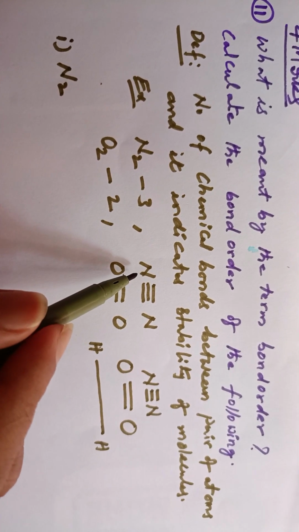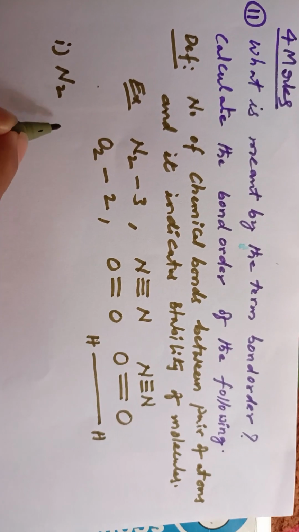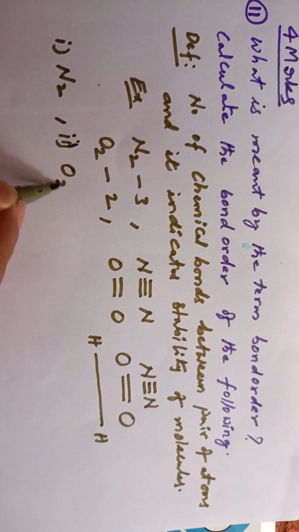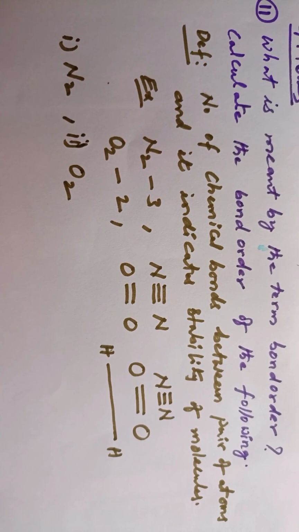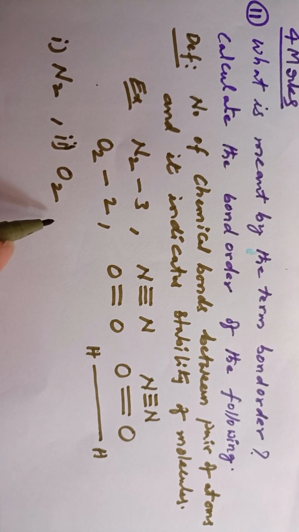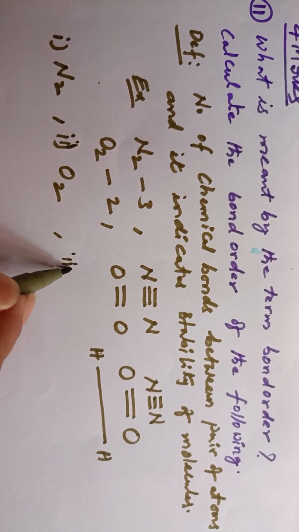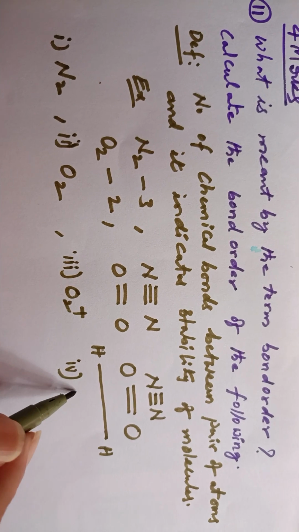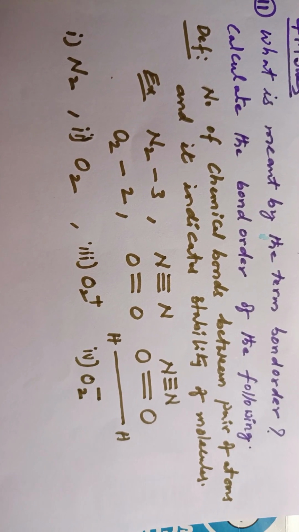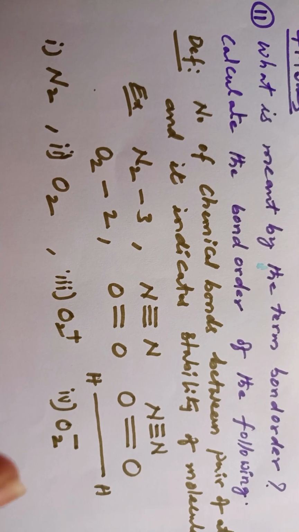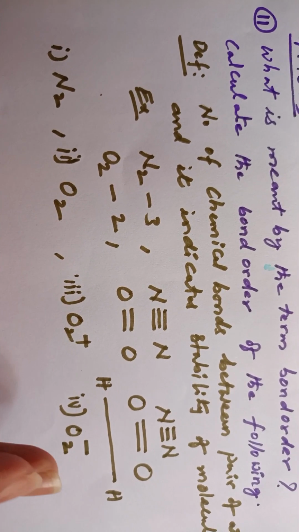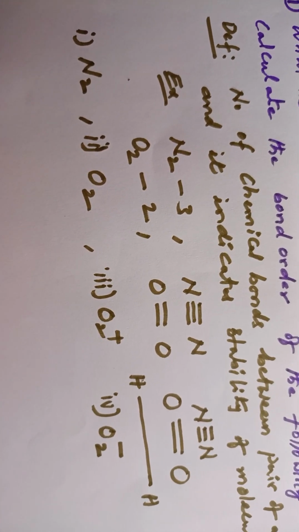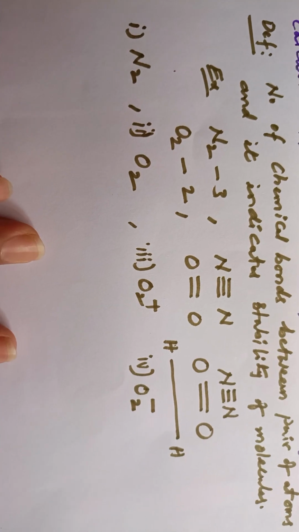That means N2 has 3 bonds, and the second one, oxygen. I told this also here. And the third one, O2 plus, and the fourth one, O2 minus. So simply for this type of molecules, diatomic molecules, for calculating the bond order, one thing I am telling, carefully observe.